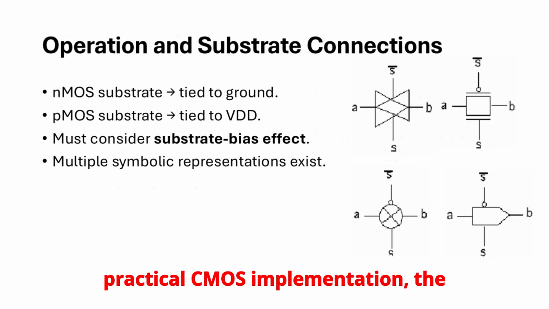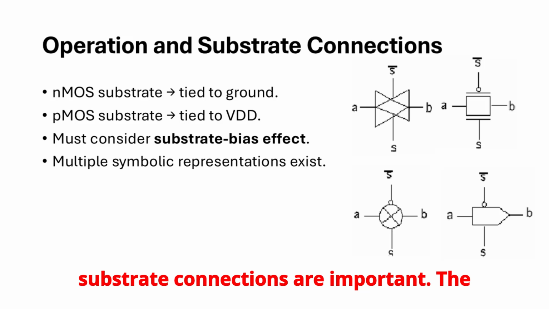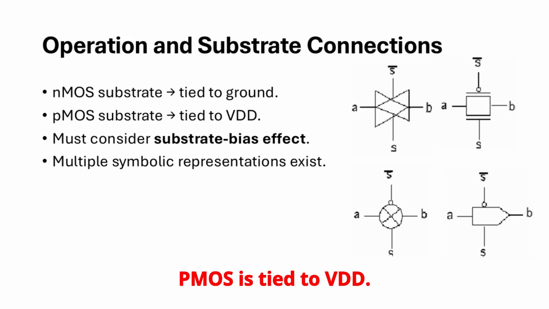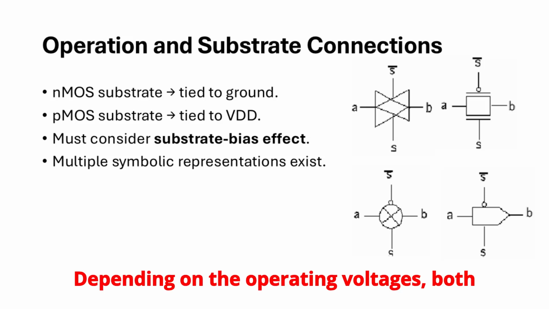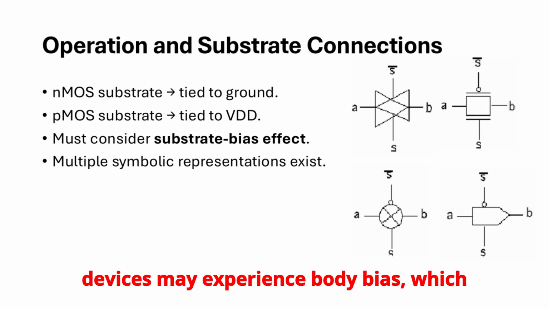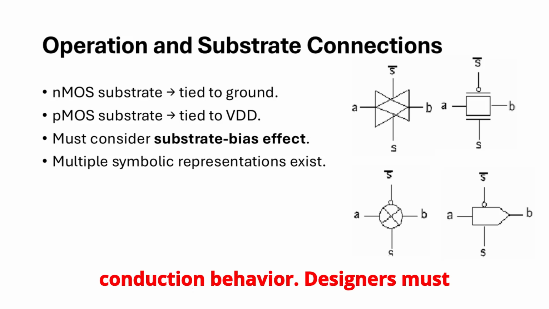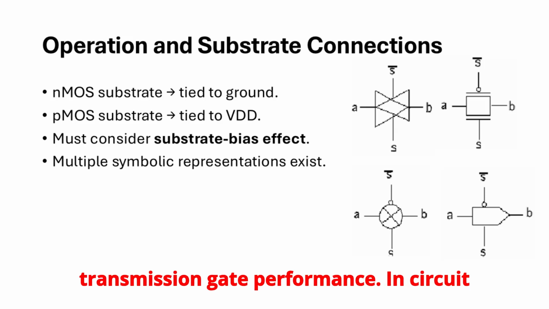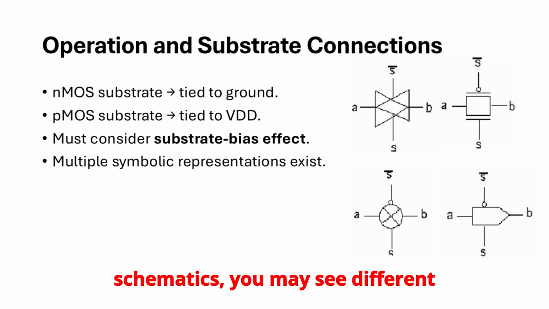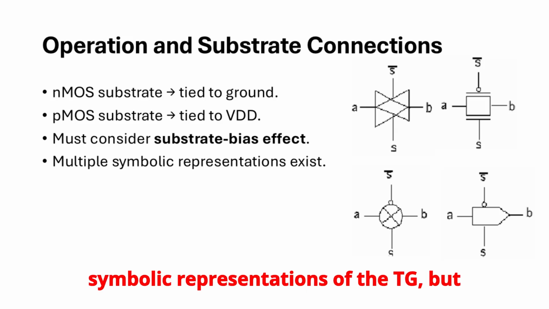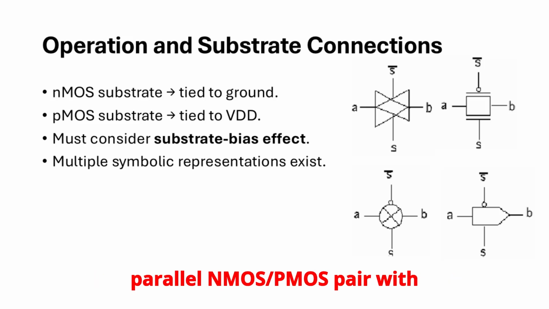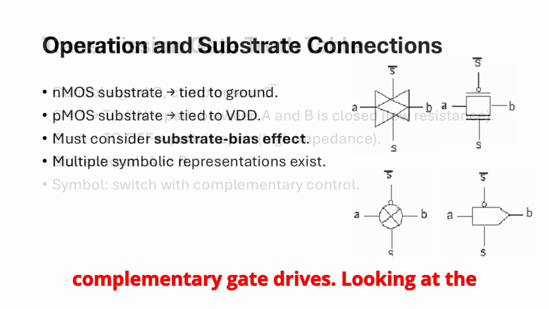In practical CMOS implementation, the substrate connections are important. The NMOS device is tied to ground while the PMOS is tied to VDD. Depending on the operating voltages, both devices may experience body bias, which affects their threshold voltages and conduction behavior. Designers must account for this effect when analyzing transmission gate performance. In circuit schematics, you may see different symbolic representations of the TG, but fundamentally they all denote the same parallel NMOS-PMOS pair with complementary gate drives.